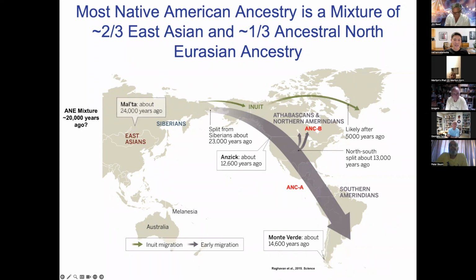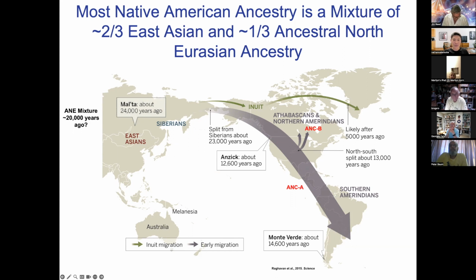And so there was mixing, and then people were basically present in Siberia for long periods of time. And the ancestral stream giving rise to most of the Native American ancestry today is a mix of about 2/3 East Asian ancestry and about 1/3 of this ancestral North Eurasian ancestry related to this individual in Northeast Siberia. So individuals with this ancestry came into the Americas about 16,000 years ago, maybe even more.